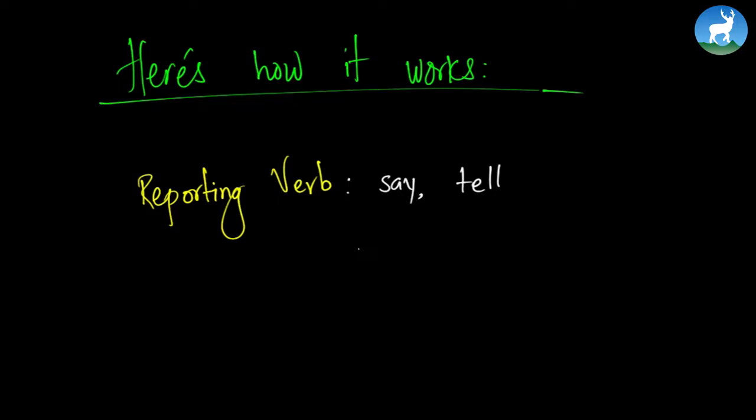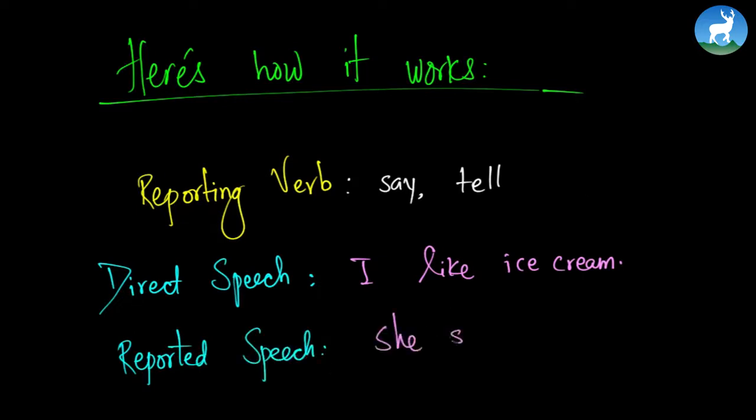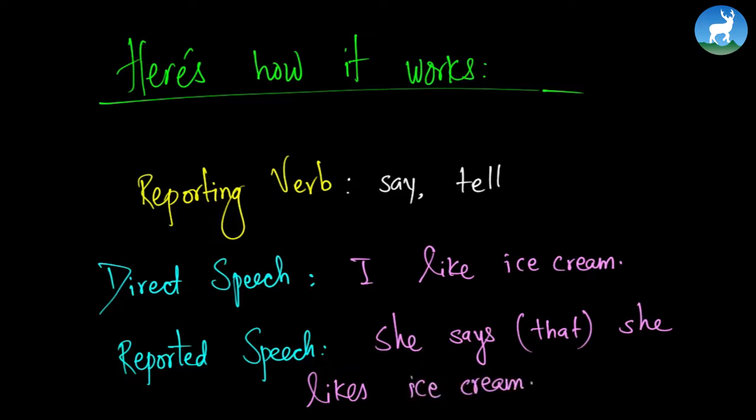Let me give you one example. In direct speech, we have a text, and the text is, I like ice cream. Someone just said, I like ice cream. Now I have to report this. How would I do that? I need to convert this into reported speech. I am going to say something like, she says that she likes ice cream. Make sure not to make any spelling mistakes. Ice cream. She says that she likes ice cream. That is optional. Without even using that, the sentence is complete in itself. She says she likes ice cream is also correct.